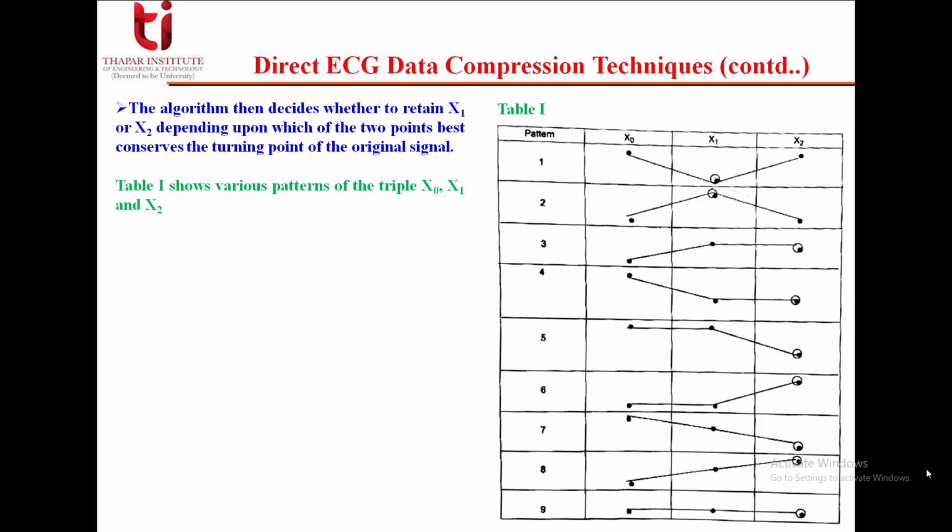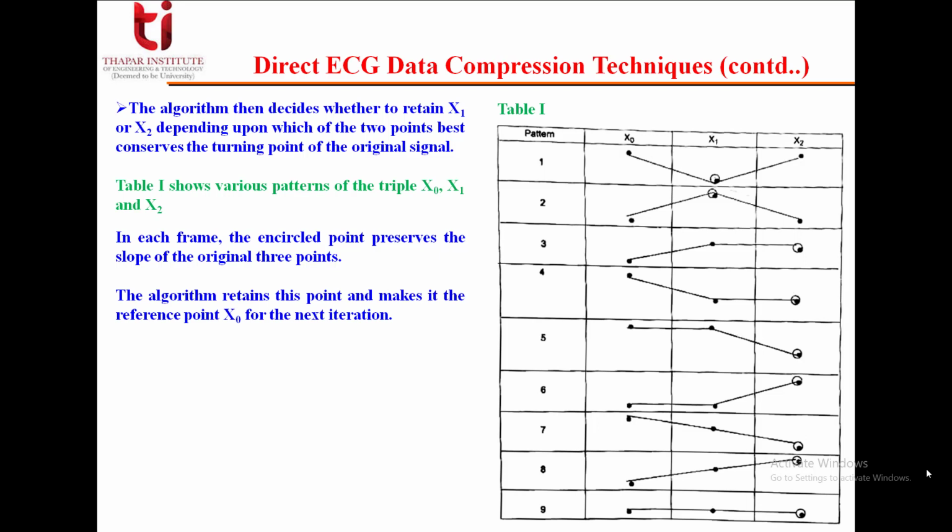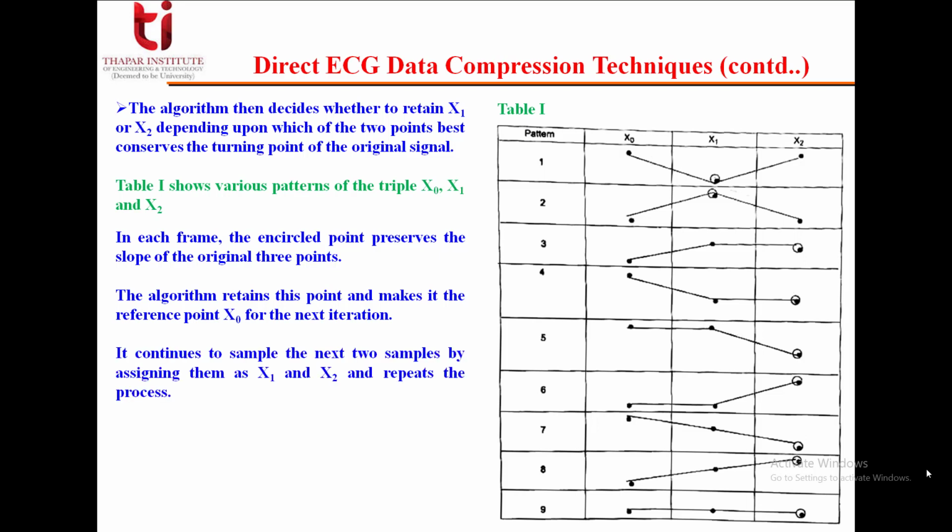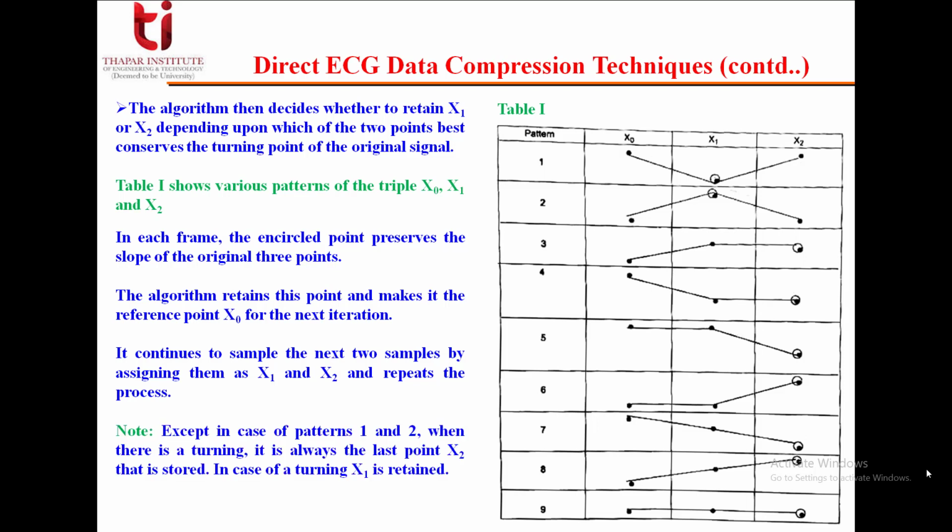You can see in this figure, it shows various patterns of this triple x0, x1 and x2. So in each frame, the encircled point preserves the slope of the original 3 points. The algorithm retains this point and makes it the reference point x0 for the next iteration. It continues to sample the next two samples by assigning them as x1 and x2 and repeats this process.